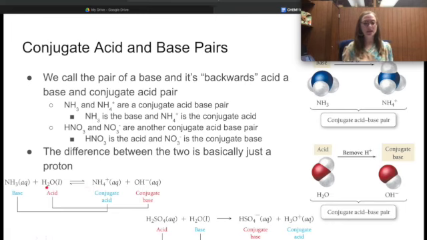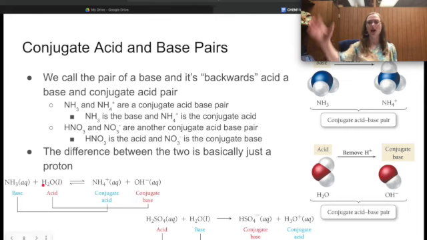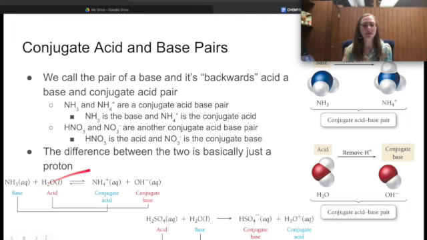Here water is acting as an acid. If water is acting as an acid, its conjugate base is OH minus, for example. It went from having the proton to losing the proton. Again, it's just the difference of a proton, just the difference of an H plus ion. If we think about HNO3 and NO3 minus, they're another conjugate acid-base pair, where HNO3 is the acid and NO3 minus is the conjugate base.